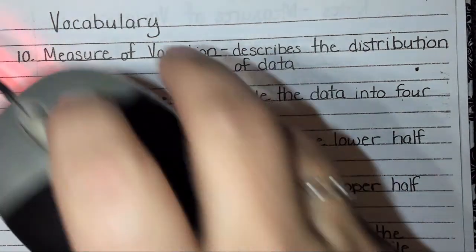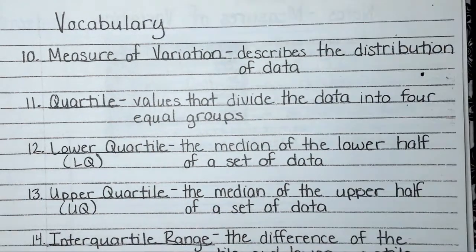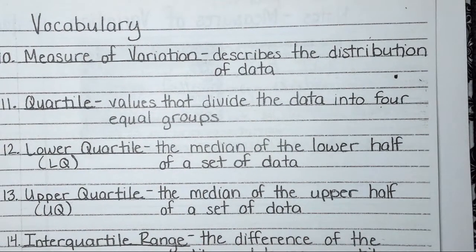Okay, so let's start with the vocab. I've typed it out for you, but I do want to go through and talk about what each one means. Yesterday we did some more practice with measures of central tendency. That is your mean, your median, and your mode. Today we're going to start talking about measures of variation, which will now describe your range, your upper and lower quartile, and interquartile range.